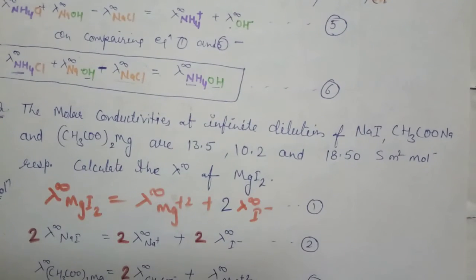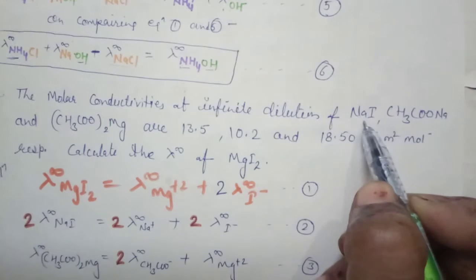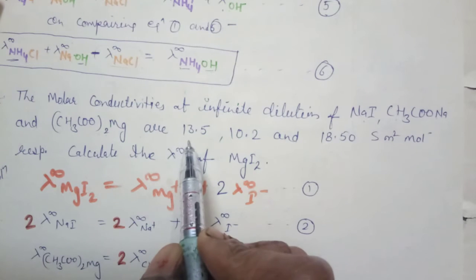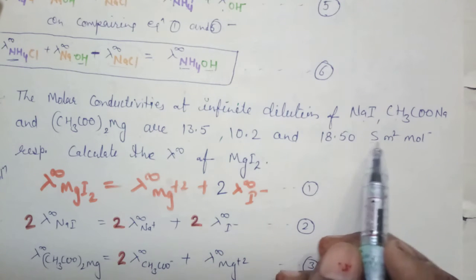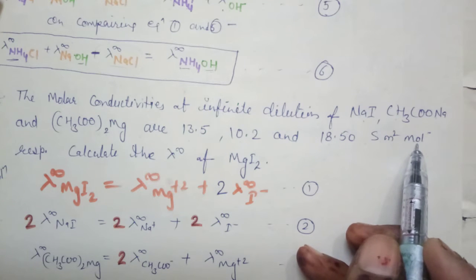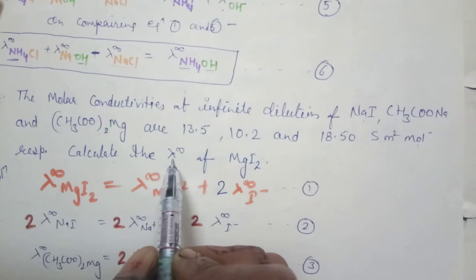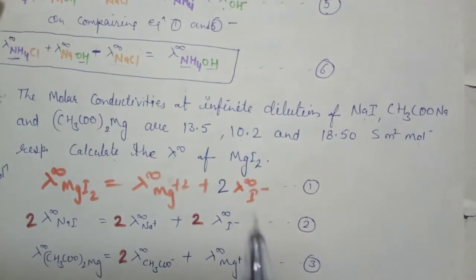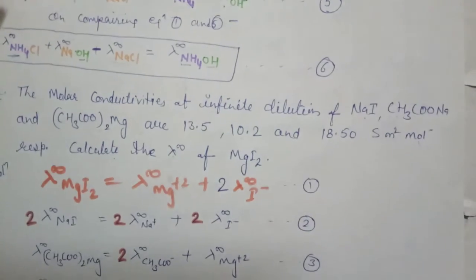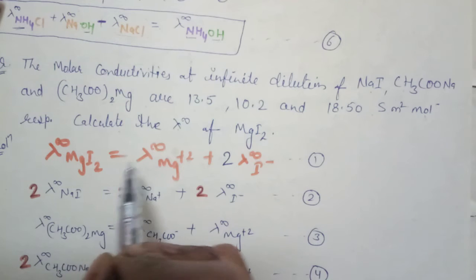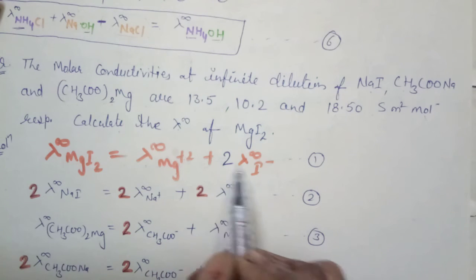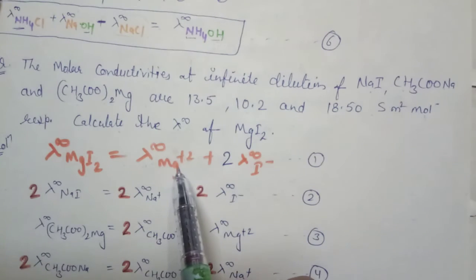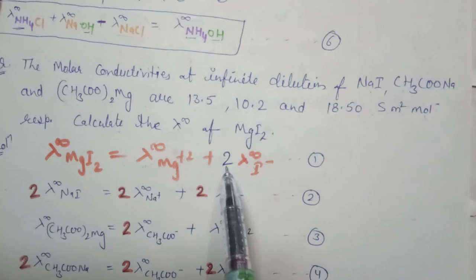The molar conductivity at infinite dilution of NaI, CH3COONa and (CH3COO)2Mg are 13.5, 10.2 and 18.50 Siemens meter square mole inverse respectively. So calculate the lambda infinity of MgI2. First of all, we have to follow the Kohlrausch law for these 4 electrolytes. Lambda infinity MgI2 will be equal to lambda infinity Mg plus 2 plus 2 lambda infinity I minus. So we want lambda infinity Mg plus 2 and lambda infinity I minus into 2.